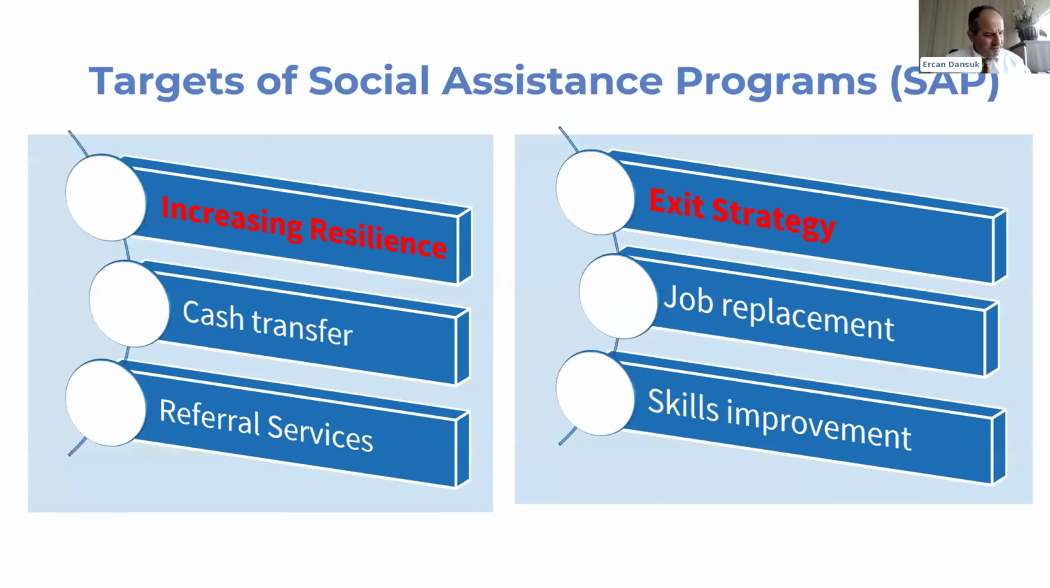In our ministry, we have two main programs for social assistance. One is increasing resilience, the other is the exit strategy. For the increasing resilience program, we provide cash transfer and referral services to the poor people, our beneficiaries. For the exit strategy, and as today's subject, job placement and skill improvement. Let's go to the next slide.